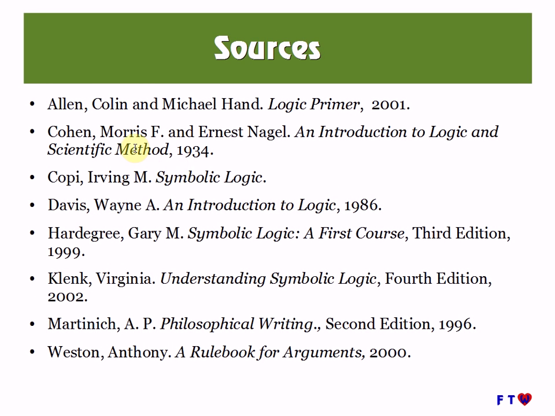Here are some of the sources I consulted while making this video. Copi's Symbolic Logic is the text I actually studied when I took symbolic logic in college. It's a very good text. And A.P. Martinich's Philosophical Writing is a book I highly recommend to philosophy students. It's the one book in this list that uses the exact same symbols as I'm using here. And Cohen and Nagel's An Introduction to Logic and Scientific Method was my main source for the details on propositions that I mentioned in this video.